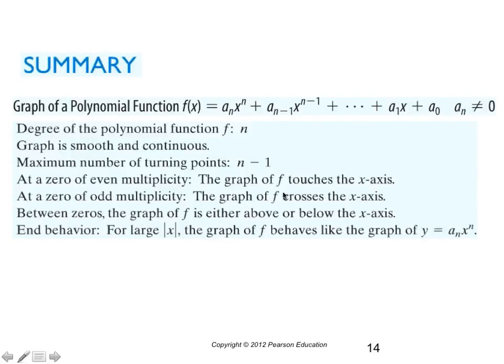Even multiplicity means that the graph touches the x-axis at that point. Now, multiplicity is the power that's attached to that zero, okay? So if that's an even number, then it touches. If it's an odd number, then it crosses. Between zeros, the graph is either stuck above or below the axis. It can't change unless you have a zero there. And then the end behavior is going to look like your very first term.